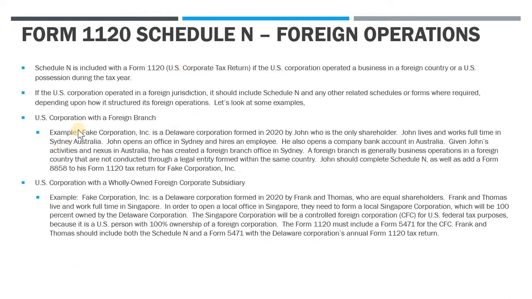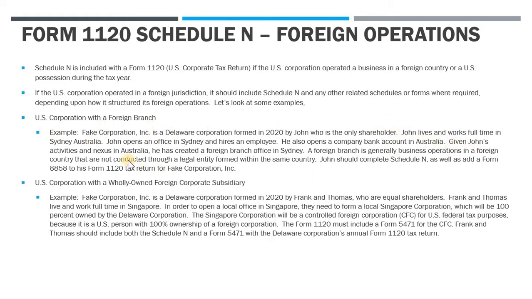So let's look at two examples here. We have a U.S. corporation with a foreign branch operation. So we have Fake Corporation Inc. It's a Delaware C Corp formed in 2020. And John is the only shareholder, right? So John lives and works full-time in Sydney, Australia. He's a sole proprietor for the most part, but he has a legal entity set up. So he's operating from Sydney. He decides to open an office, hire an employee, and then he also opens a bank account under the Fake Corporation Inc. name in Australia.